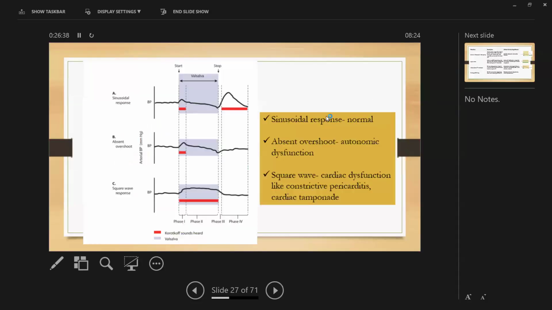Based on the waves, the waveform can be classified into sinusoidal response, absent overshoot, or square wave response. As I already explained, the normal wave, when we have four phases, will look like a sinusoidal pattern. It is a normal response. When there's an absent overshoot, the waveform will drop and there is no overshoot. This occurs in autonomic failure. Also, there is the square wave response, where the graph will remain flat. It occurs in cardiac dysfunction, constrictive pericarditis, and cardiac tamponade.